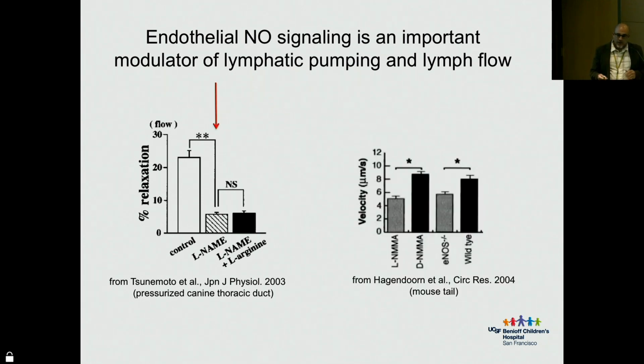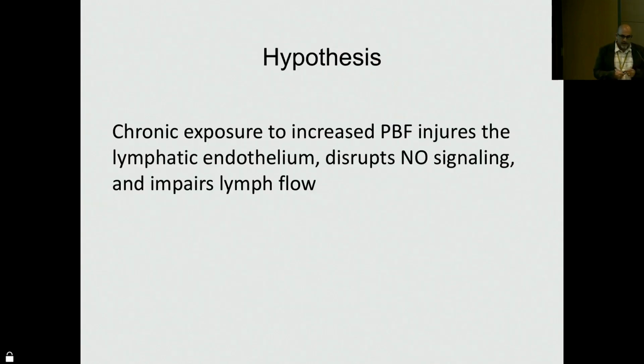Similarly, using an in vivo mouse tail model, if you pharmacologically or genetically inhibit eNOS, which is endothelial nitric oxide synthase, the nitric oxide synthase in the endothelium that makes nitric oxide, you can drop lymph flow velocity significantly. So it's clear that nitric oxide signaling seems to be important for lymph flow. With that in mind, we hypothesized that chronic exposure to increased pulmonary blood flow in our model of congenital heart disease should injure the lymphatic endothelium, disrupt nitric oxide signaling, and thus impair lymph flow.